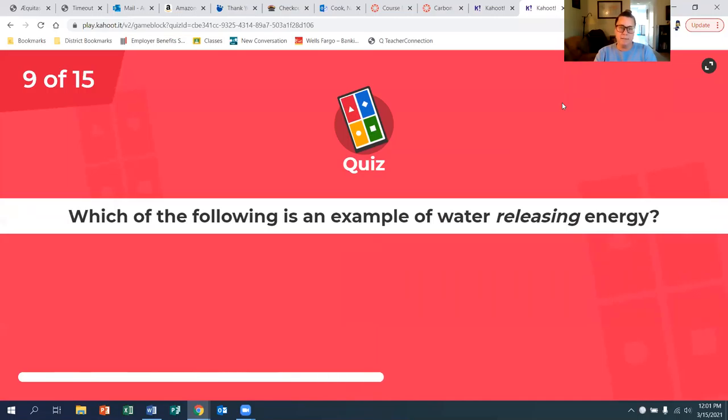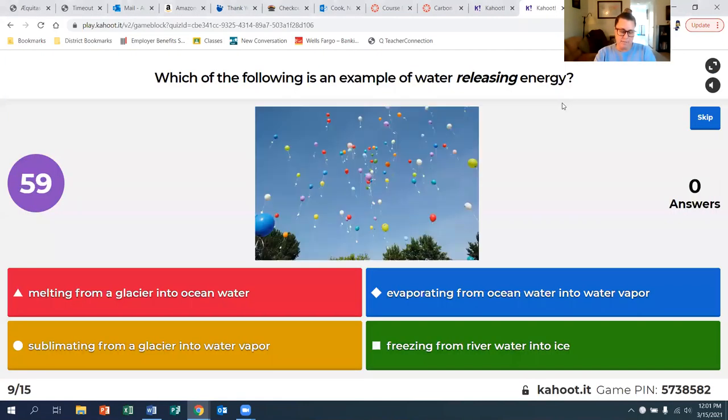Which of the following is an example of water releasing energy? Read them all, you have 60 seconds. You should have this in your diagram.